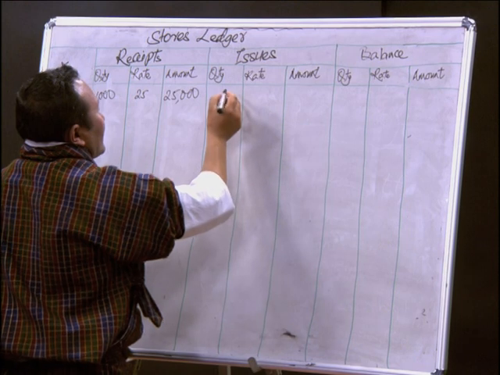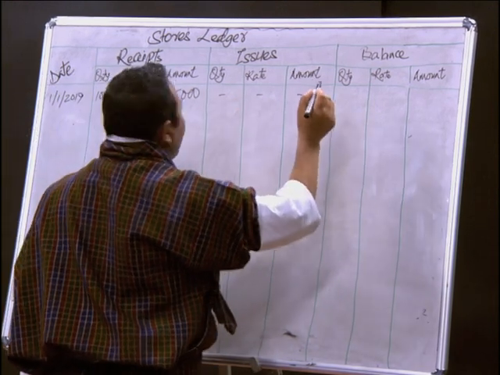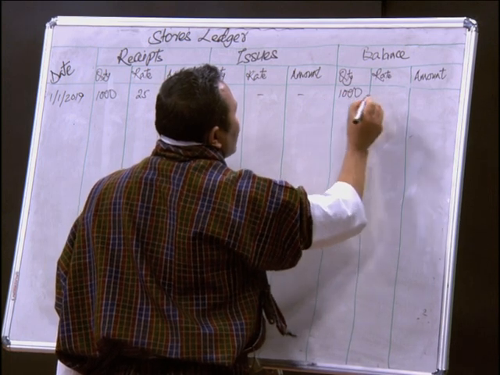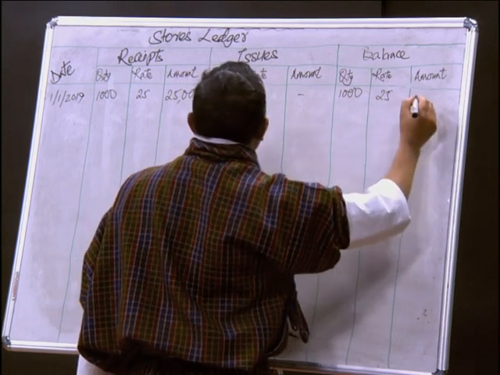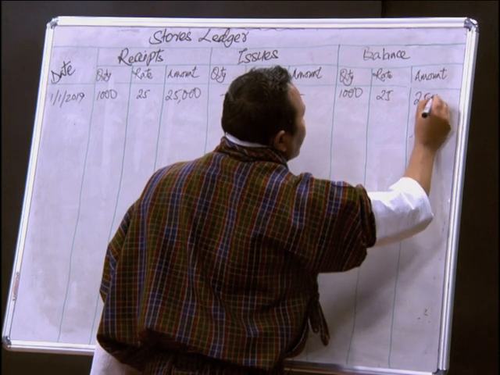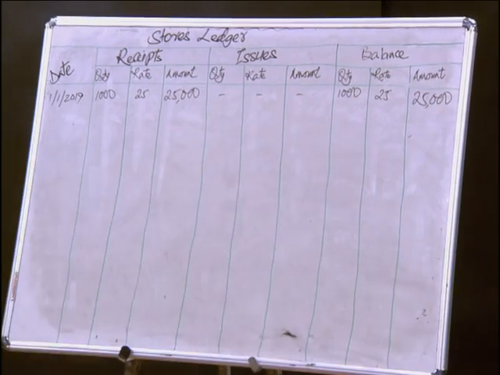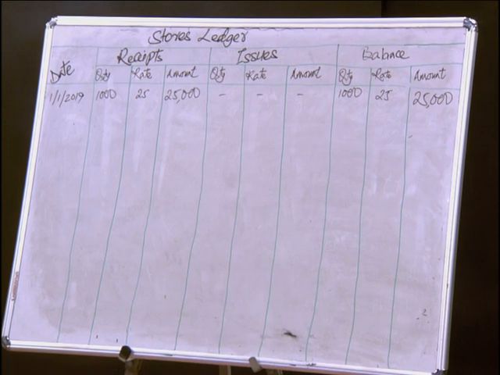Over here we have no issue on this date. So now let us carry forward the balance. On the balance we have 1000 times the same rate, that is 25, so we get 25,000. I hope the first point is clear to you. That is how we carry forward the balance. Now the next date we have is January 3rd, where we have issues of 500 kg.